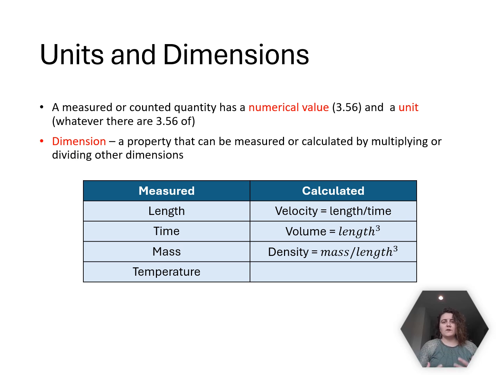But then we'll also see quantities that are calculated. So calculated quantities or dimensions are things like velocity, which is length divided by time. We can also have volume, which is length cubed, or we can have density, which is mass divided by volume. But if we really want to get down to simplistic terms, it's mass divided by length cubed. So in this class, we'll see dimensions that are both measured and calculated as we go forward.